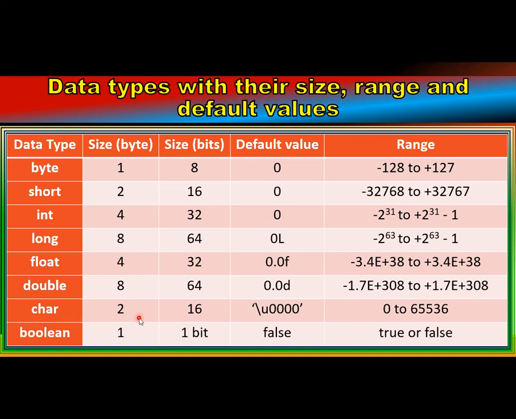Next is char. It reserves 2 bytes of memory, so it is 16 bits, and the default value is \u0000. It is a null character, and the range is 0 to 65,536. Next is boolean. It reserves 1 byte of memory, but it uses only 1 bit, and the default value is false. Range is true or false.